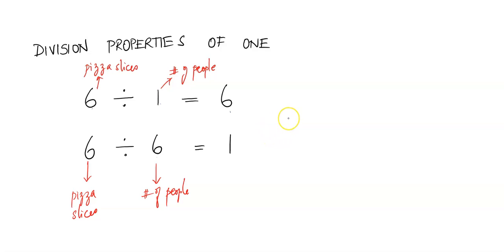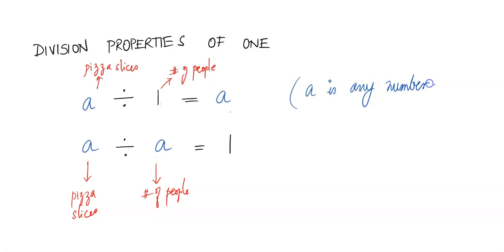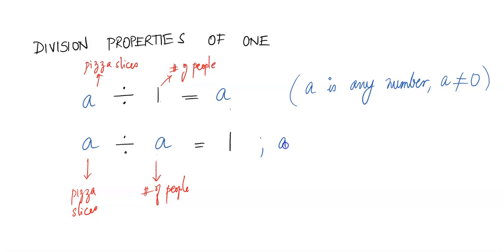Okay, so let me change this to a general format. So A is any number, A is not equal to 0. This is a restriction, a condition, we say. And this condition is important here. It doesn't matter for the first one because 6 divided by 1 is 6. That's not a problem. So 0 divided by any number is not a problem. But 0 divided by 0 is a problem.